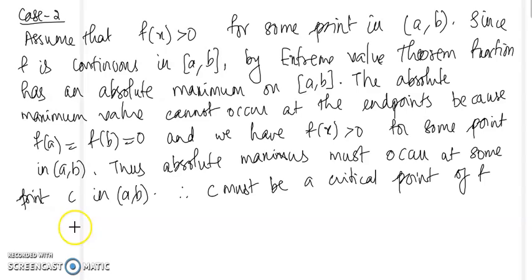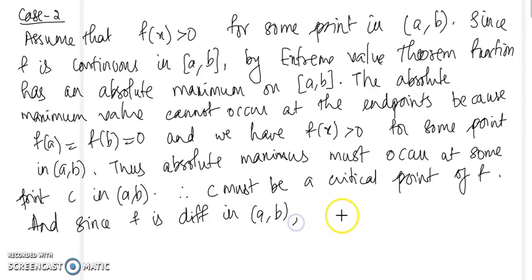So C must be a critical point of F, and since the function is differentiable at C and C is a critical point, that means f dash of C must be 0. The function is not undefined at C, and since f is differentiable in the open interval AB, C must be a stationary point.